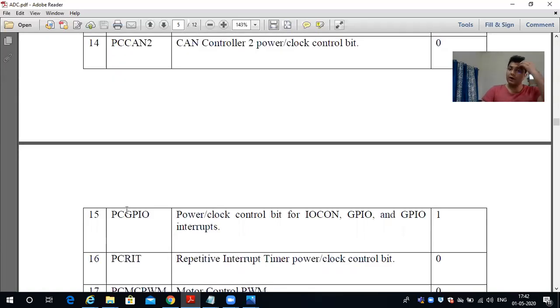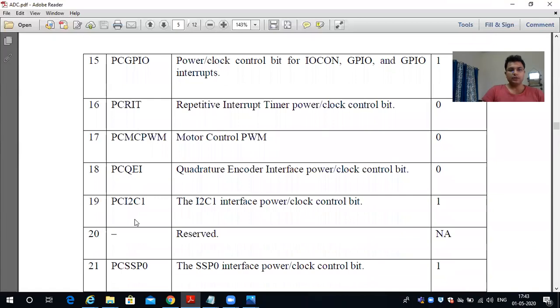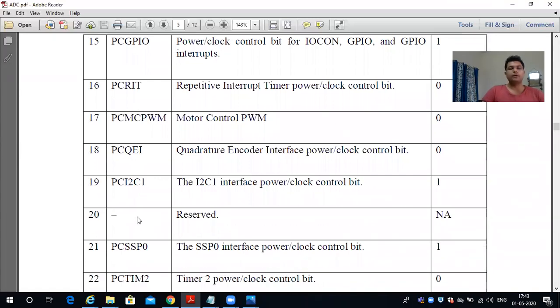Likewise, if you have to power up any one of the devices, it is always advised to look at the power configuration register and consult it, and set the corresponding bit as 1. That will power up the device, that will turn on the device on the kit, and then the connections would be proper. That is all about configuring the power.